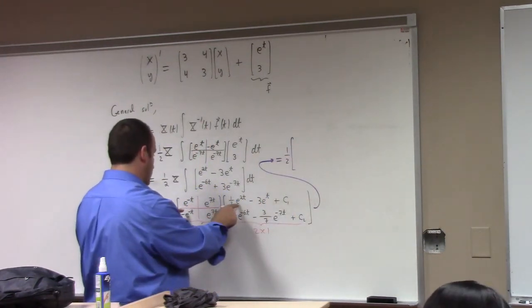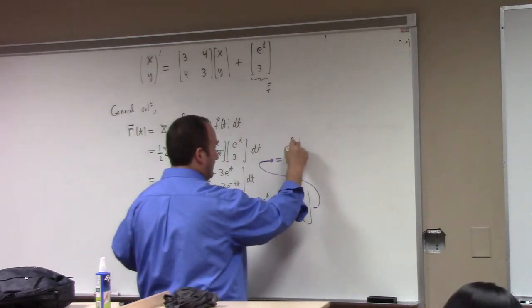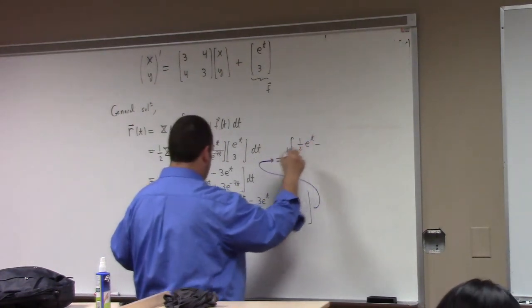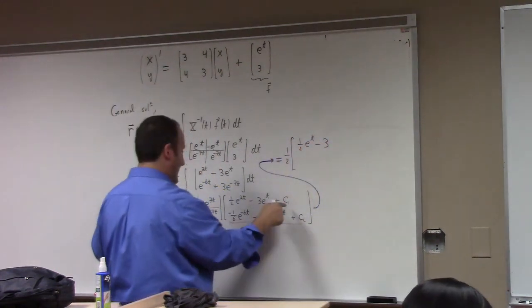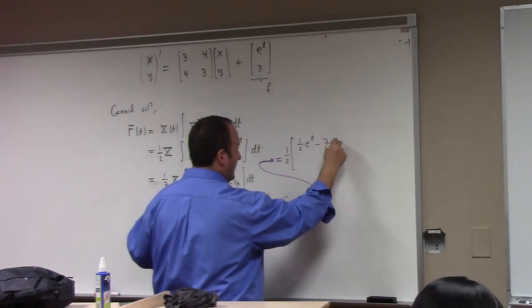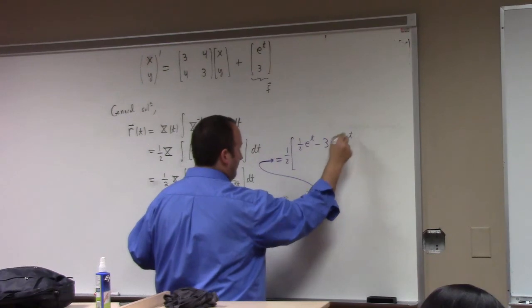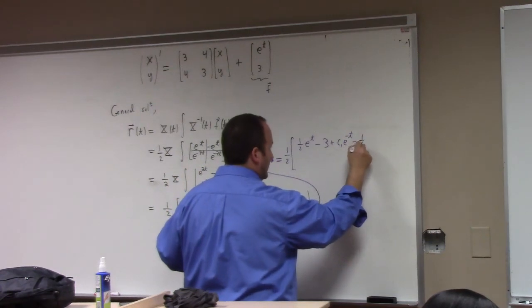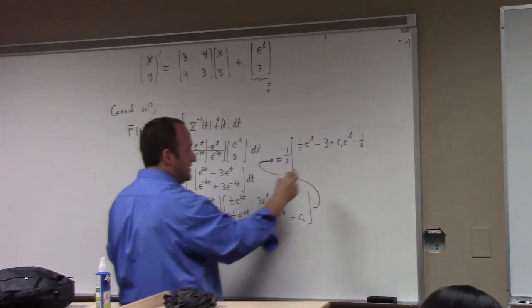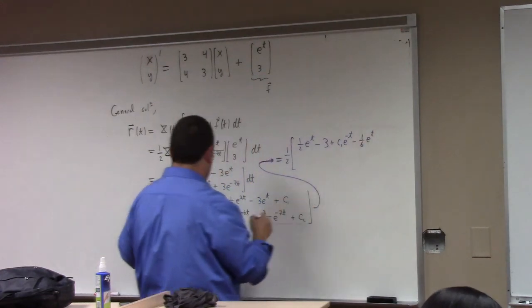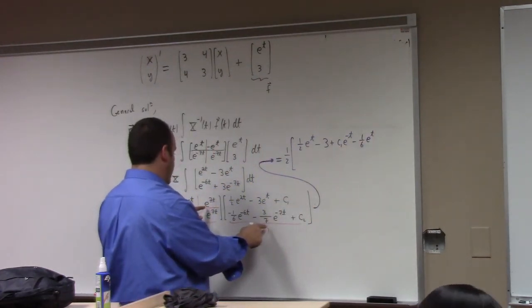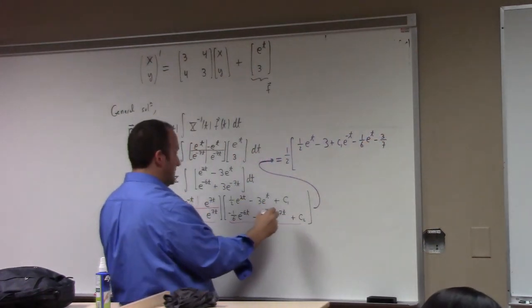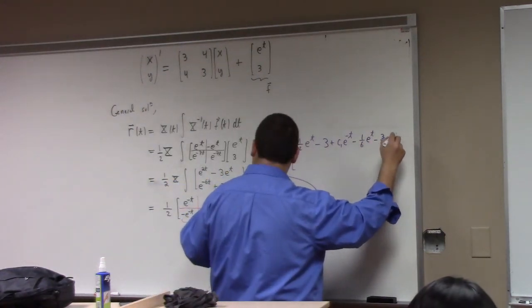So we have 1/2 e to the t minus 3 plus c1 e to the minus t, minus 1/6 e to the t, minus 3/7 plus c2 e to the 7t.